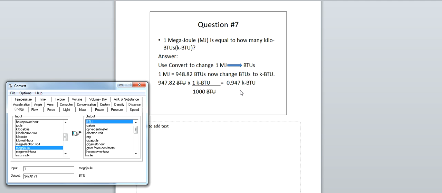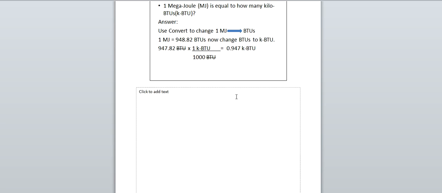We want to know how many kilo BTUs there are. Use the conversion factor 1K, or kilo, is equal to 1,000 BTUs. Do the math, divide 1,000 into 947, and you get 0.947 kilo BTUs. Fairly straightforward. So let's go to number 8.